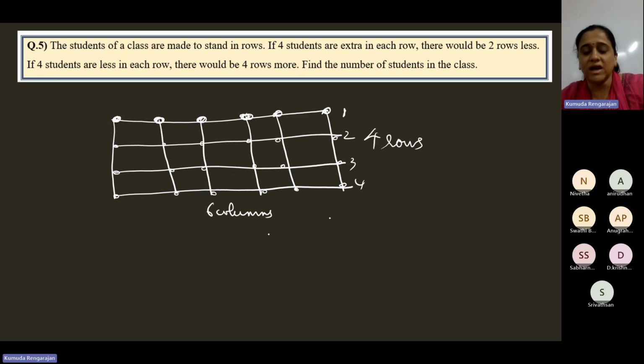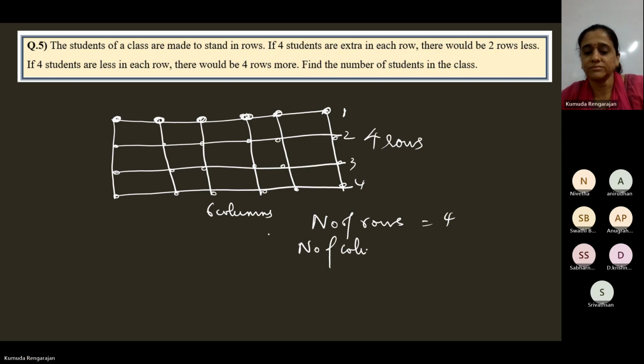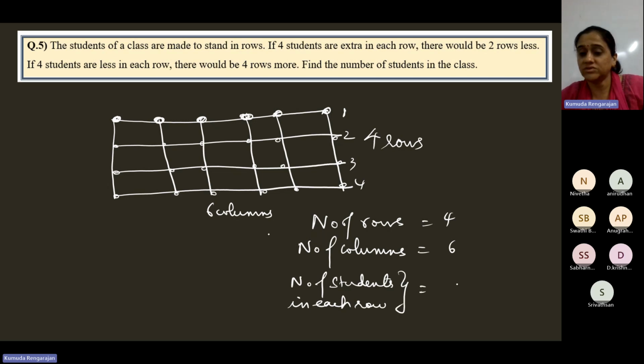See, answer this question. What's the number of rows? 4. Number of columns? 6. Number of students in each row? 6. Same answer, no? So they're the same. The number of students in each row is the same as the number of columns. The number of rows, the answer is different.